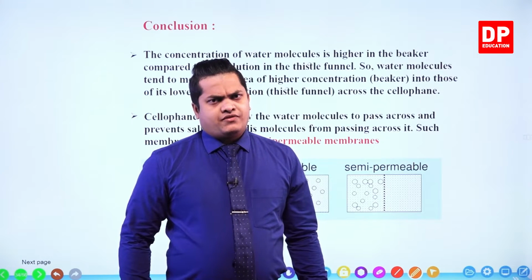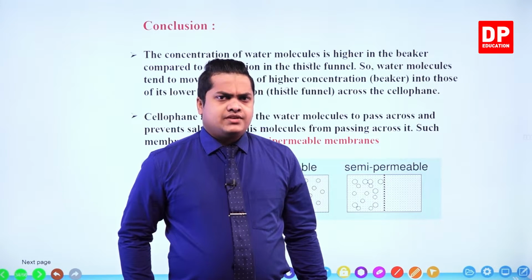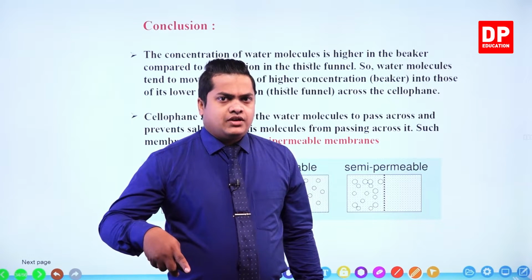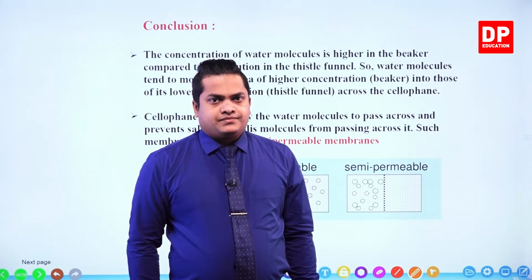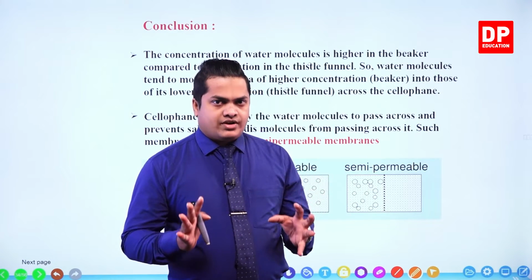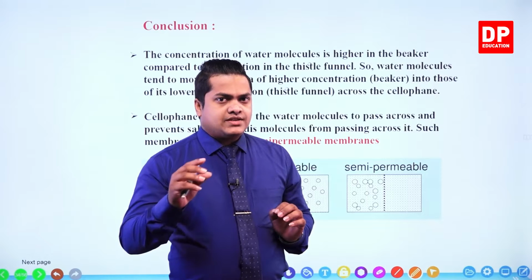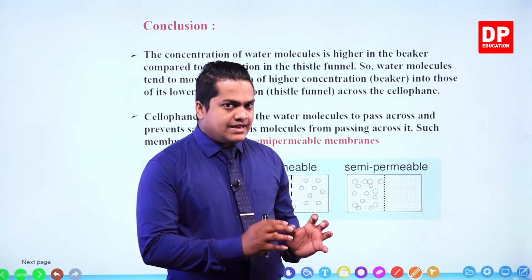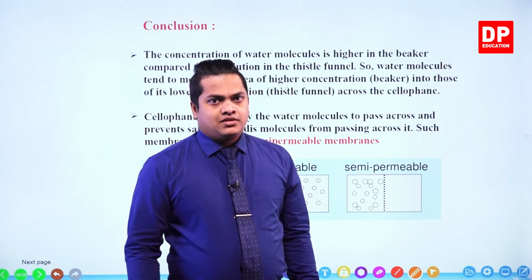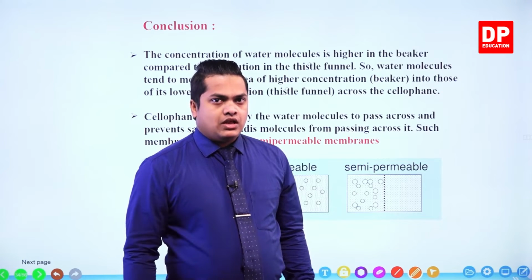Then there is a concentration difference between the condis particles and salt particles as well. Of course there is. Within the thistle funnel, condis particles are very high. In the beaker, there are no condis particles. So there is a concentration difference for condis particles as well. Of course you are right. Within the thistle funnel, there is a high number of sodium chloride or salt particles. Inside the beaker, less. So there is a concentration difference for sodium chloride or salt as well.